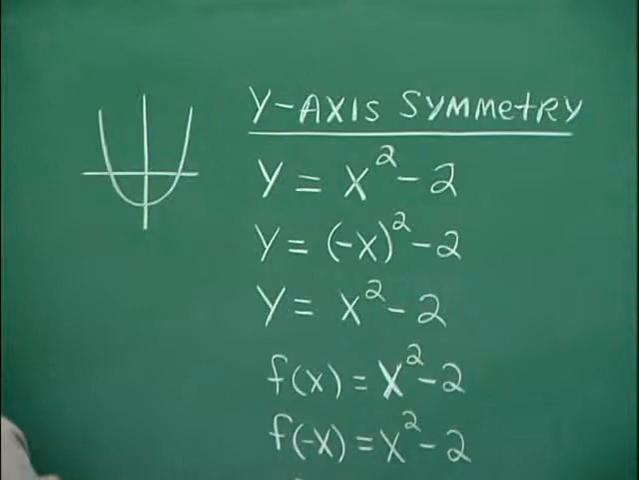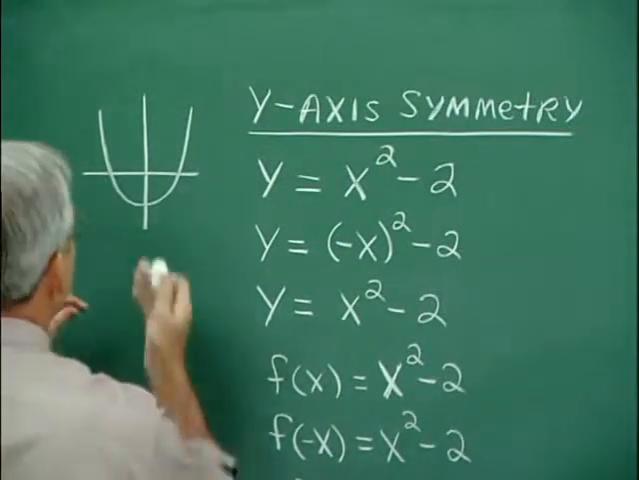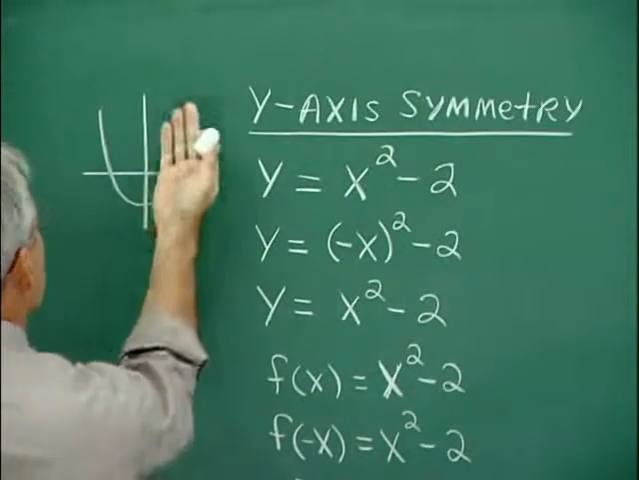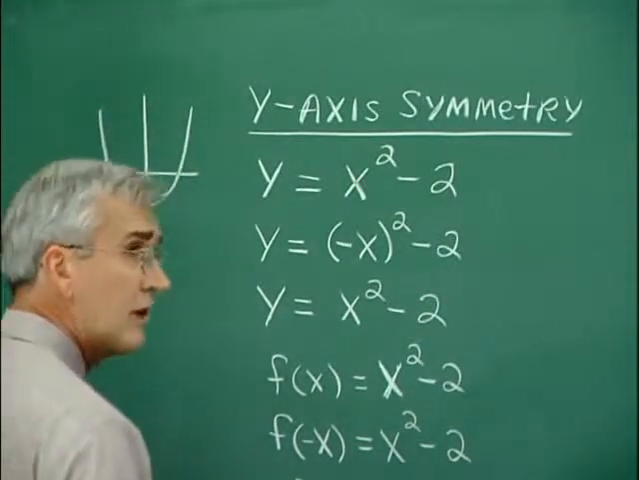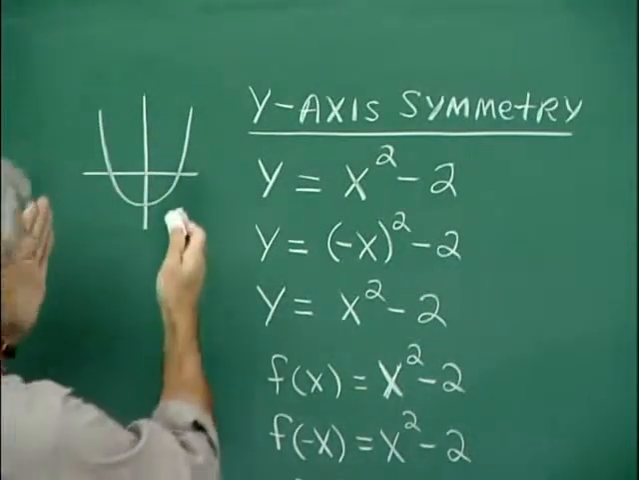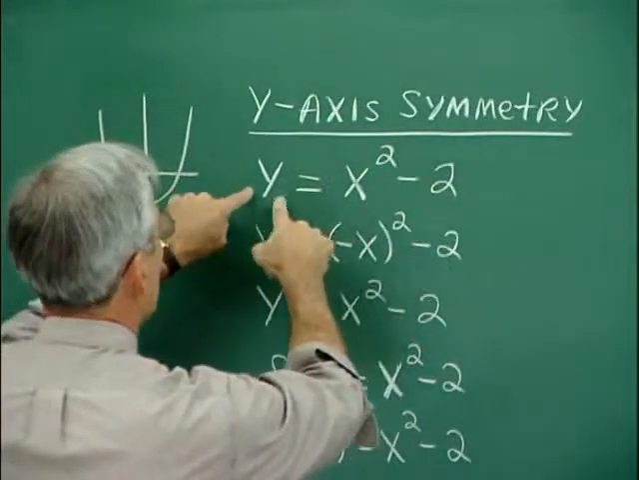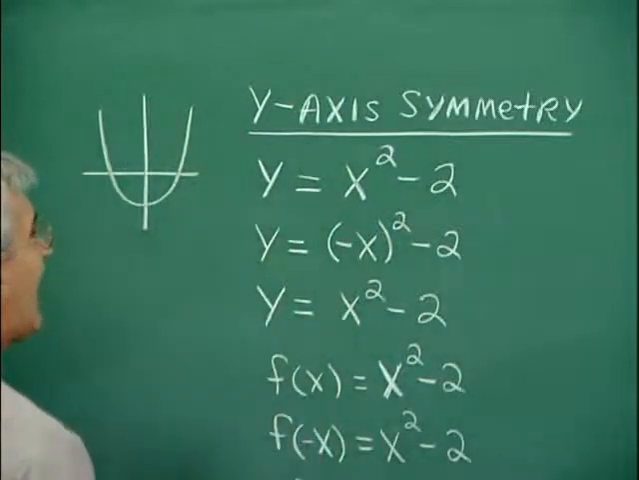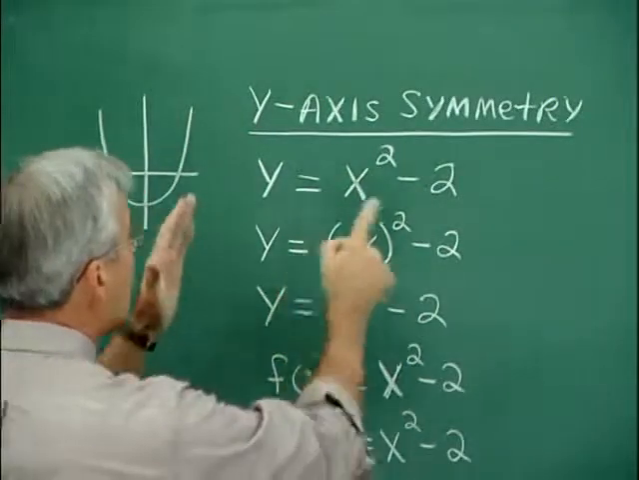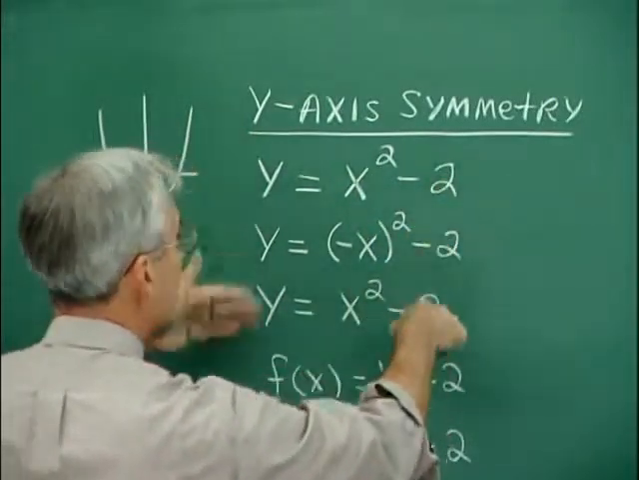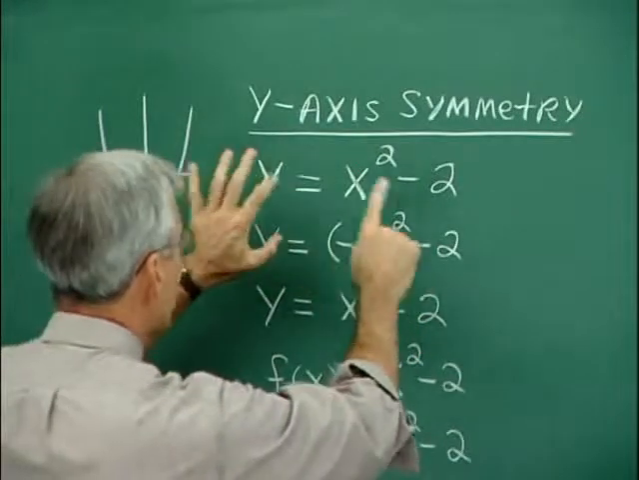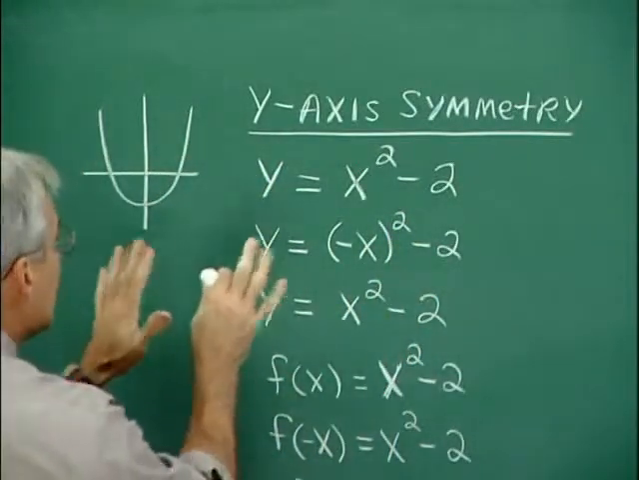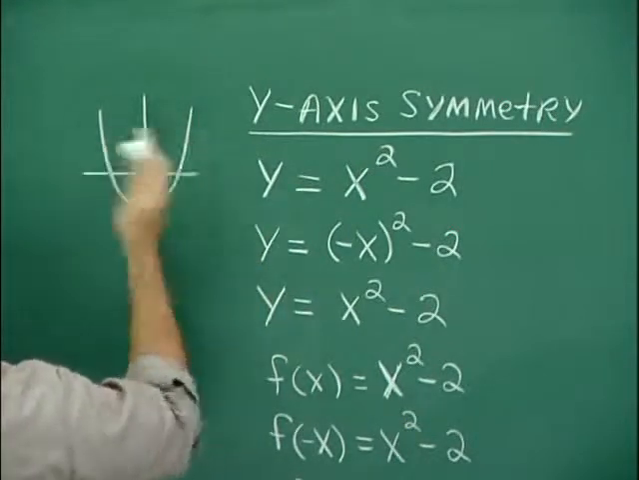And symmetry is fundamentally the idea that we could fold along our line of symmetry, in this case the y-axis, and the graph would fold onto itself. Now, the equation related to this graph is y equals x squared minus 2. We can evaluate for y-axis symmetry by making a certain replacement within the equation. Now, that replacement can be evaluated, or we can understand the nature of it by understanding this folding idea.